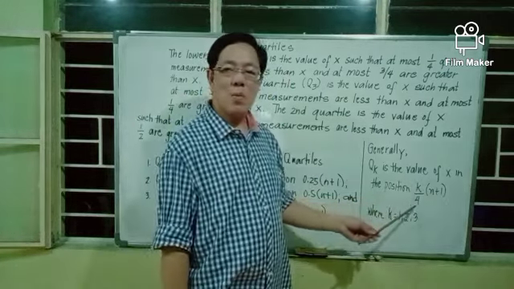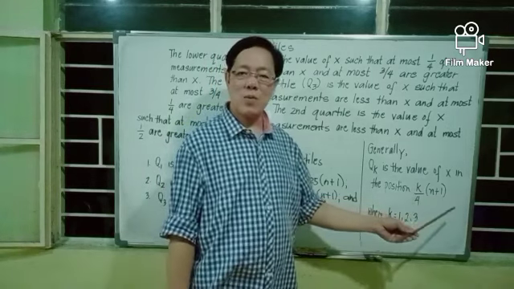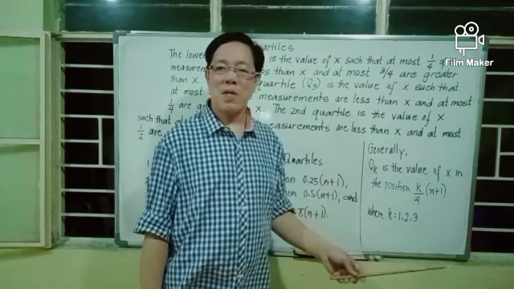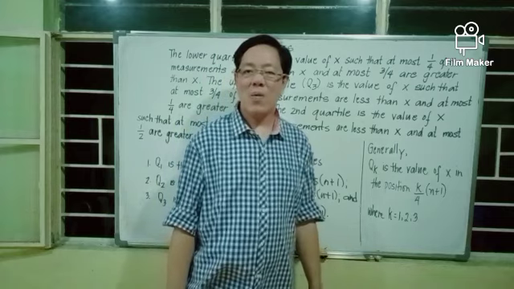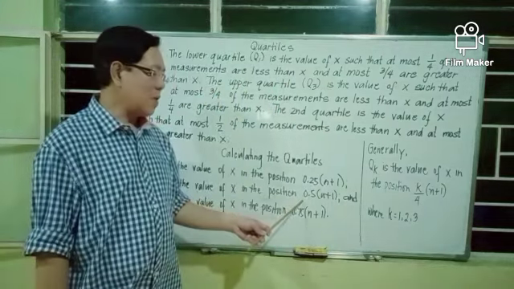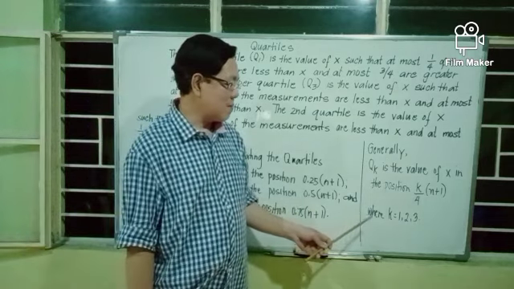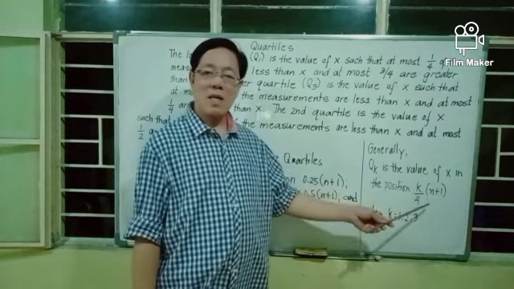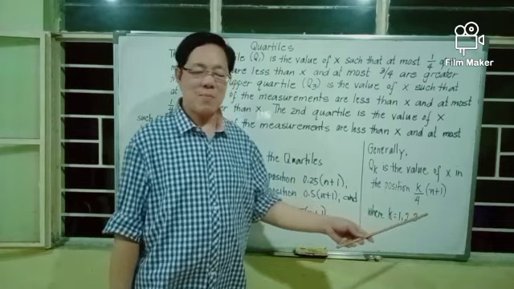K is 2, so 2 over 4 times n plus 1. But 2 over 4 is equal to 1/2, and 1/2 is 0.5. That's why we have 0.5 here, multiplied by n plus 1, where n again is the number of values or measurements given.